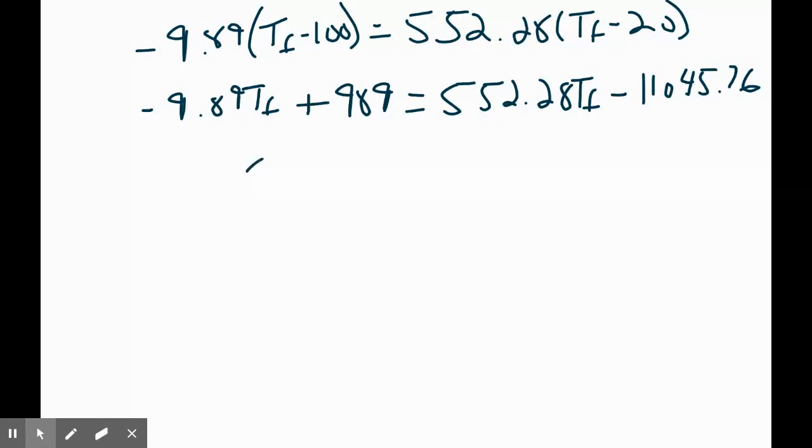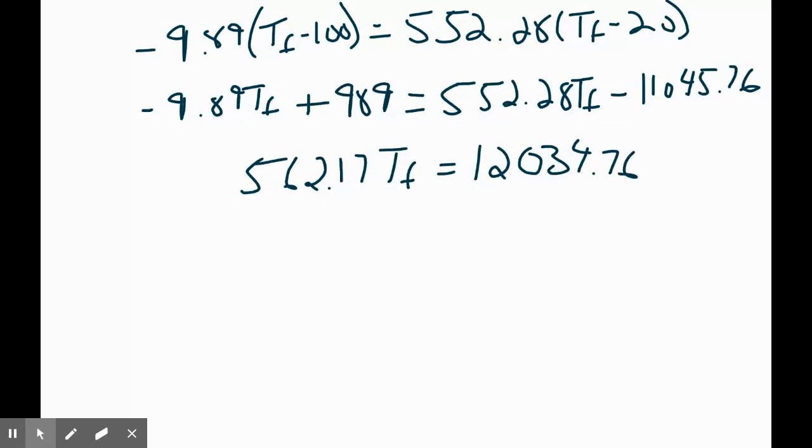So you get 562.17 TF equals 12034.76, and then now just divide. So your final temperature for this problem is 21.4 degrees Celsius.